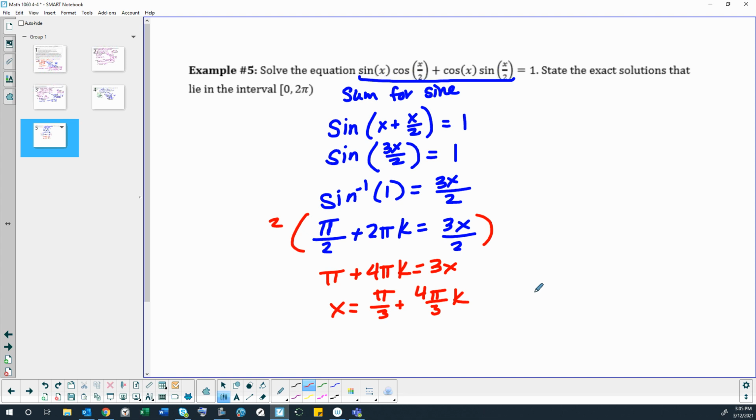Let's start with k equals 0. So if k equals 0, then x equals pi thirds plus 0, which is pi thirds, right? If k equals 1, then we add 4 pi thirds to our pi thirds, because we multiply by 1. Add it in, we get 5 pi thirds. That takes us clear into quadrant 4. I don't think we need to do k equals 2, because that's going to take us beyond 2 pi. I mean, we could actually try it, make sure, but I'm not going to worry about it. Those are the only answers we will get from 0 to 2 pi for this particular question.